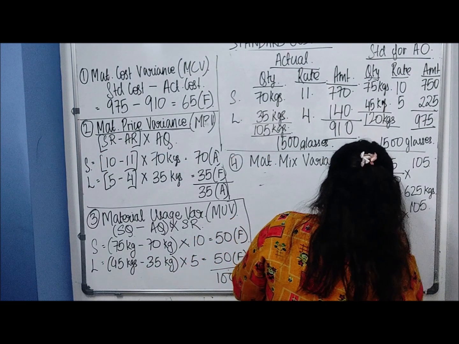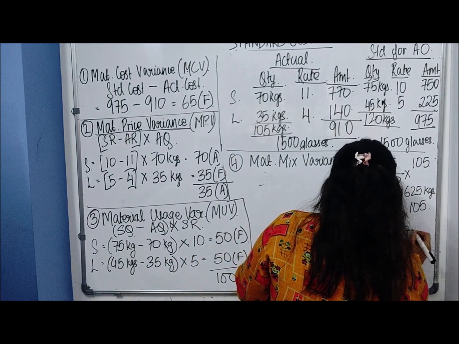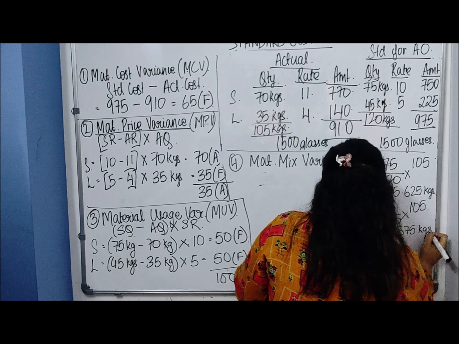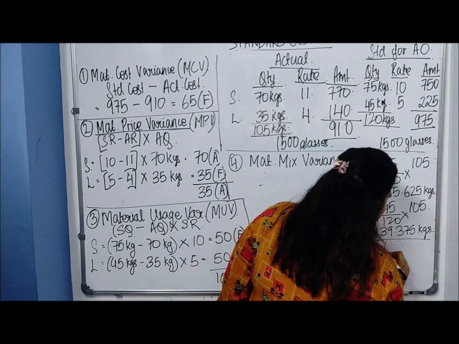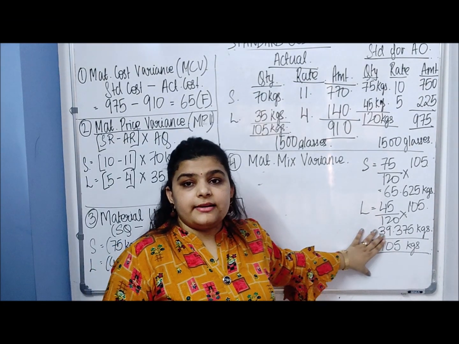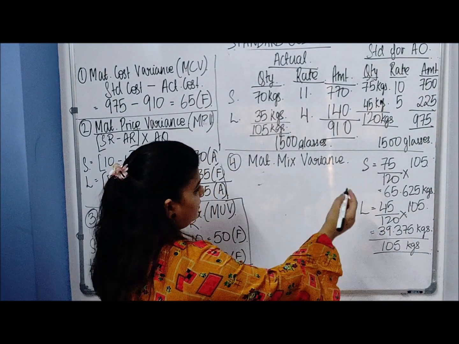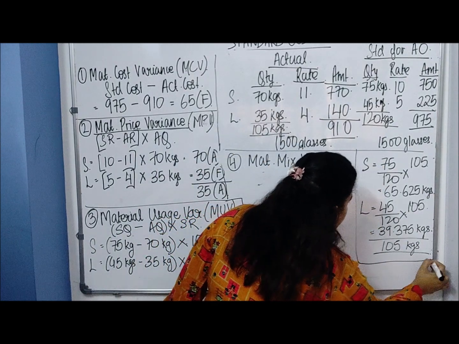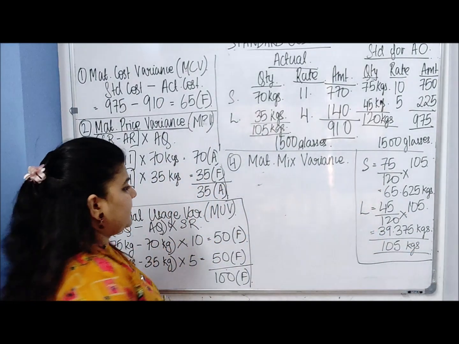That is 39.375 kgs. Total comes to 105. This is known as revised standard mix. Now, let us see the variation because of the mix.